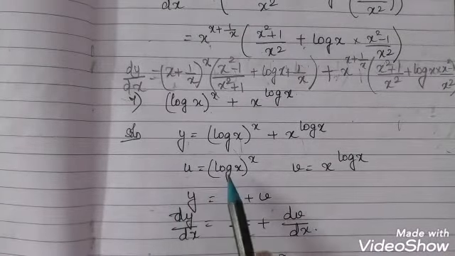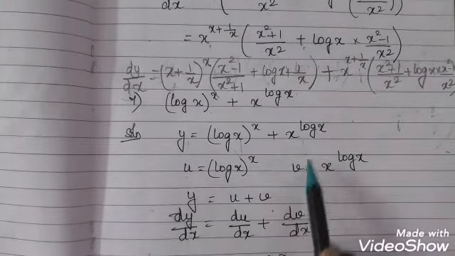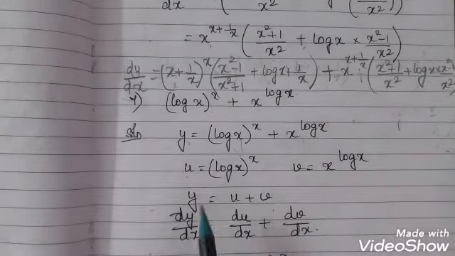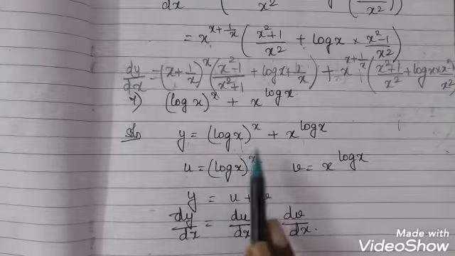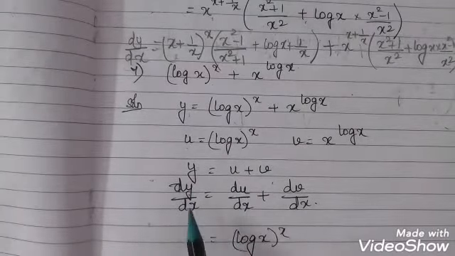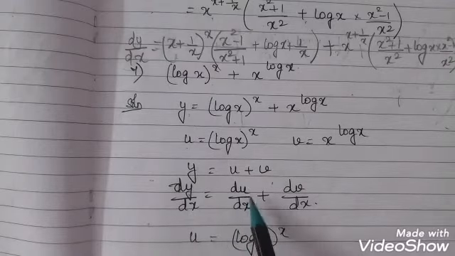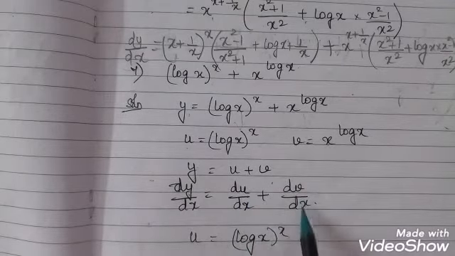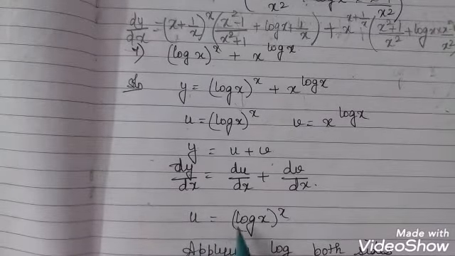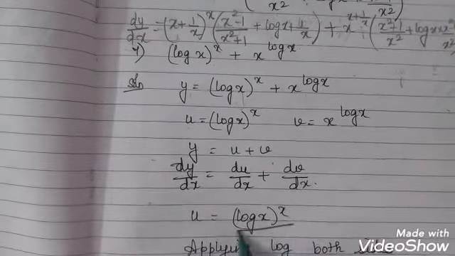What is your u equal to? Log x the whole power x. What's your v equal to? x power log x. This is what you have here. So I can write y is equal to u plus v. Okay, so here we write it as y equal to u plus v. What is your dy by dx equal to? du by dx plus dv by dx. This is what you have here. Got it? Now here your u equal to log x the whole power x.